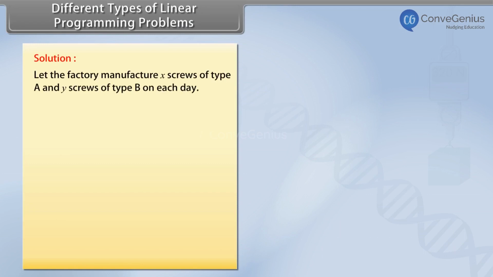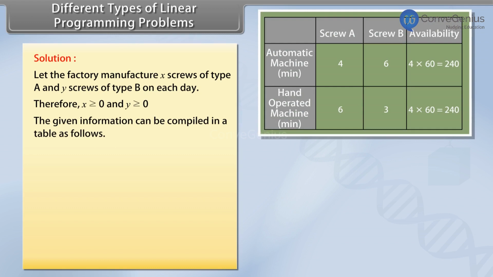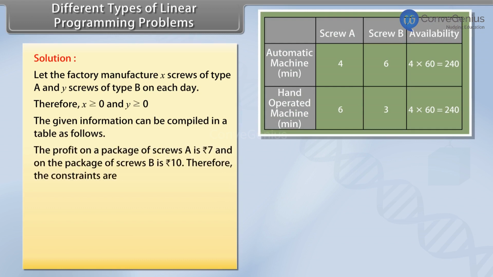Let the factory manufacture x screws of type A and y screws of type B on each day. Therefore, x is greater than or equal to 0 and y is greater than or equal to 0. The given information can be compiled in a table as follows. The profit on a package of screws A is Rs 7 and on the package of screws B is Rs 10. Therefore, the constraints are 4x plus 6y is smaller than or equal to 240, 6x plus 3y is smaller than or equal to 240. Total profit Z is equal to 7x plus 10y.